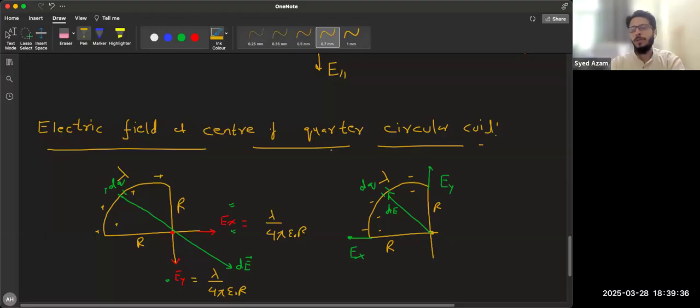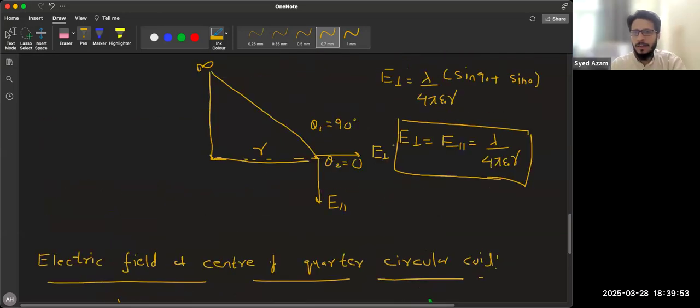So that is the major task for the quarter circle: you have to decide the direction of the field. Once you know the direction, then it's easy. Both the magnitudes are the same, lambda by 4 pi epsilon naught r. You can easily connect it with the semi-infinite wire also. For the semi-infinite wire, the expression of the field was also the same, lambda by 4 pi epsilon naught r.